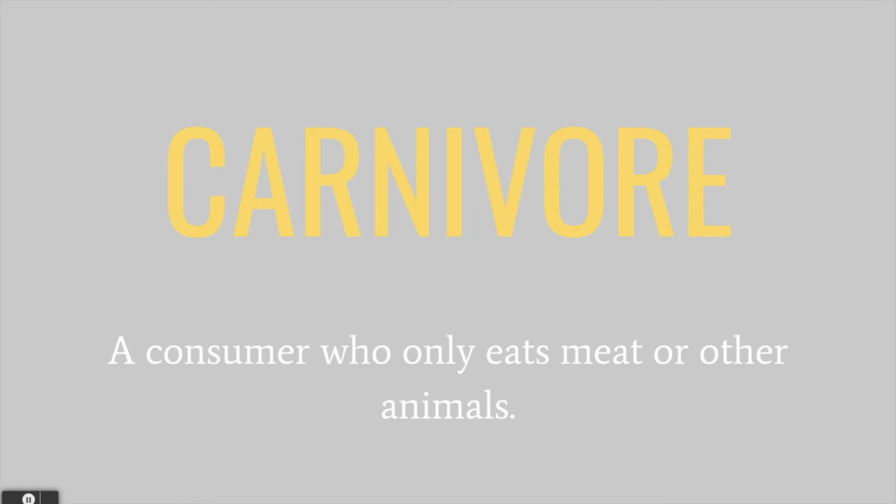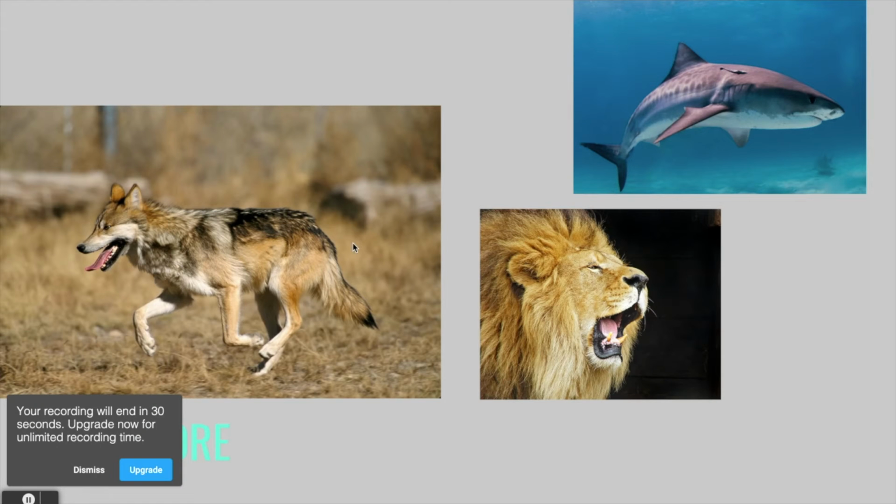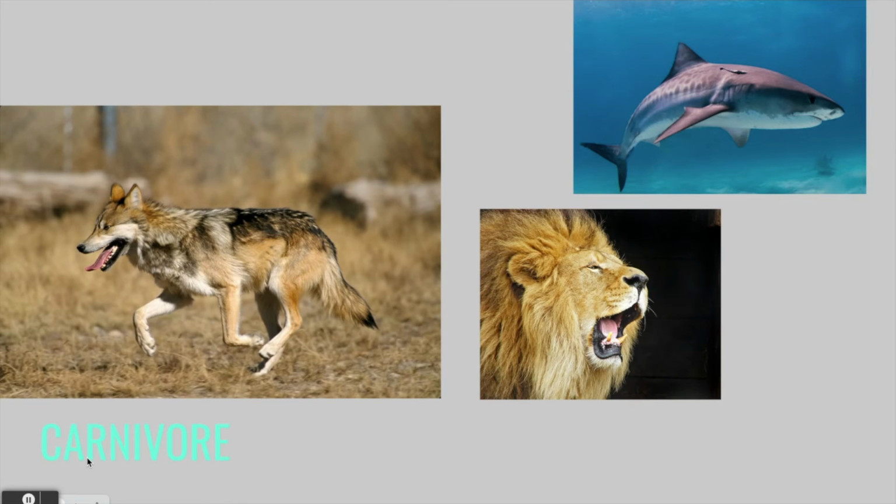Carnivores do not like eating plants. They like to get bigger, so they like to eat different animals for meat. For example, wolves, lions, and sharks are all examples of carnivores because they like to eat other animals. These consumers get their energy from eating other animals. But that does not mean those are the only types of consumers.